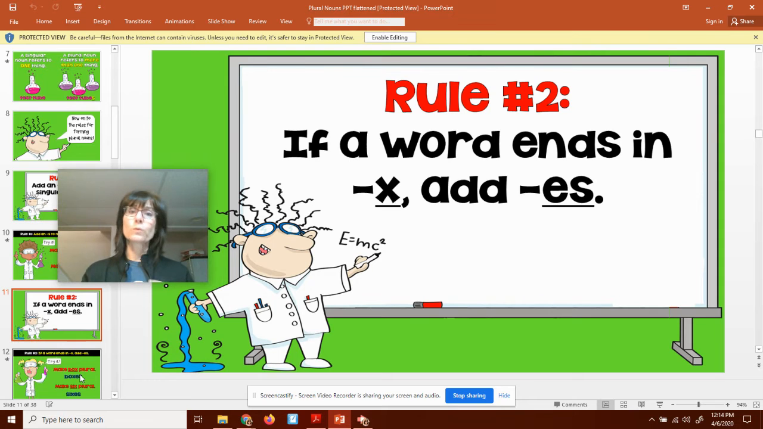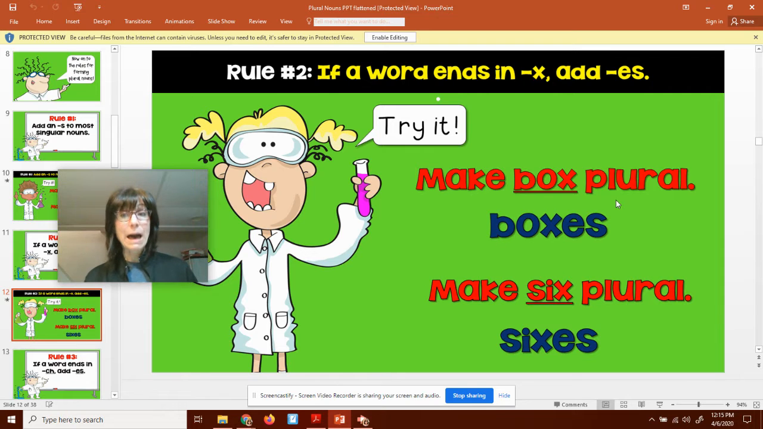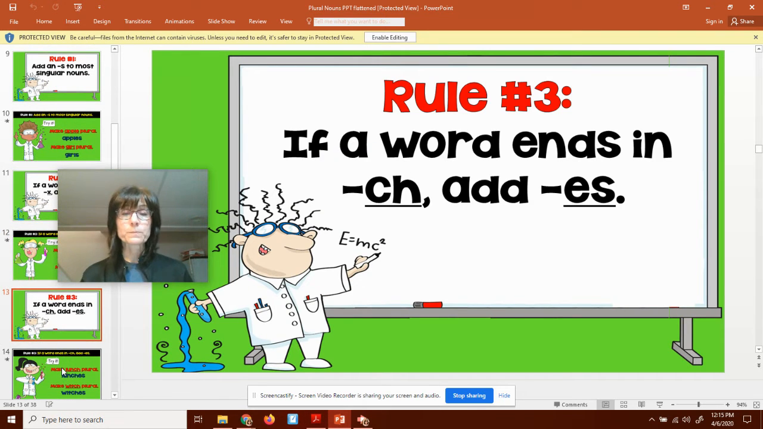The second rule to follow: if a word ends in X, I'm going to add an ES. So if I have words like box with an X, I need to add an ES. If I have the word six and I'm saying sixes, I would have an ES added to that. So X, ES.